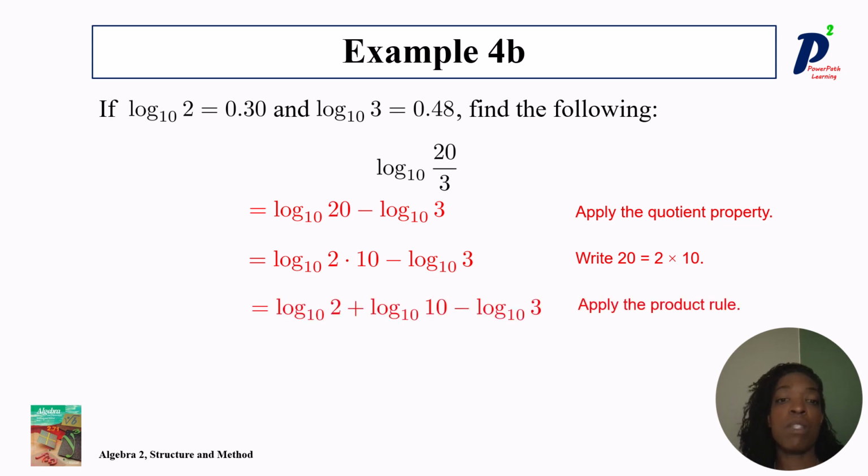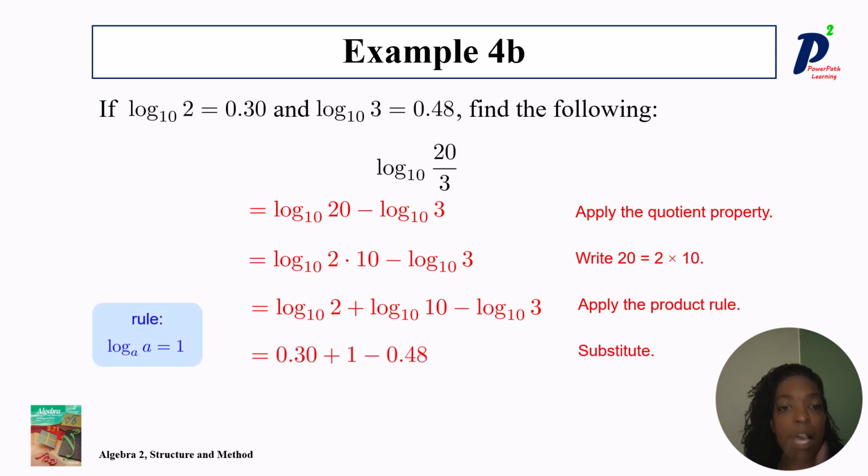Then I'm going to split it up using the product rule. Then I'm going to substitute. Now, keep in mind that when we have the same base and the same argument, the answer is 1 for a logarithm. That's why log base 10 of 10 is equal to 1. I simplify and I get 0.82.